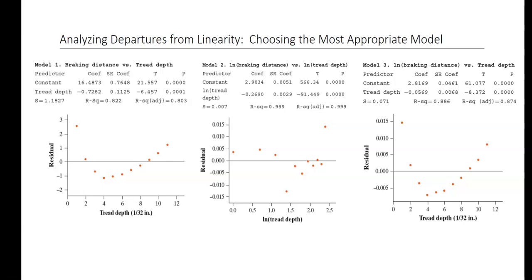Well, certainly not number 1. And 3 looks pretty curved as well. The most scattered, I would say, is 2. So I'm leaning heavily towards picking 2. But let's look at the R-squared value, see if that also backs up our claim.